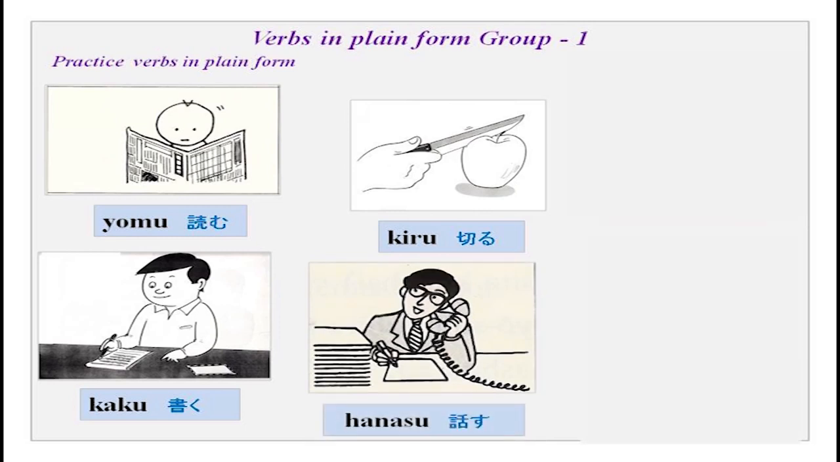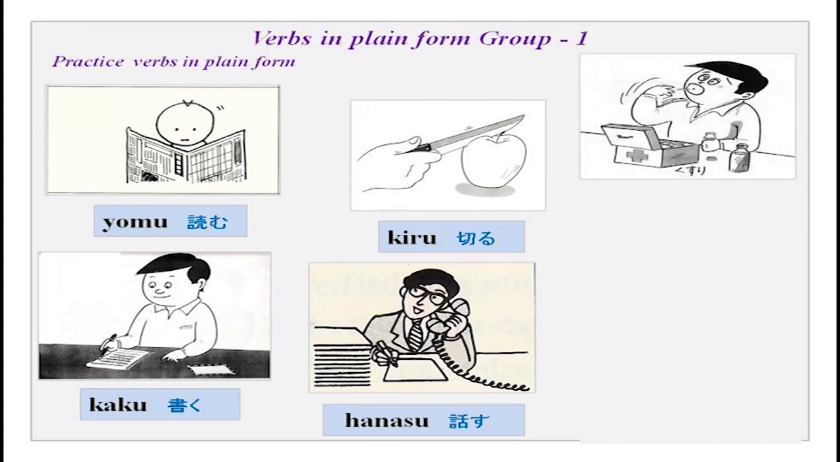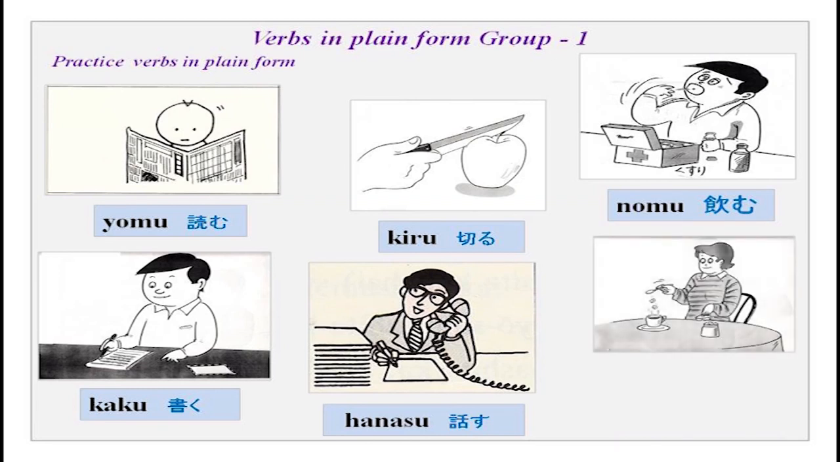Then hanasu. What is he doing? Having medicine. So, nomu. And in Japanese, we drink our medicines, we do not eat our medicines. So, please remember, in Japanese, we always drink, which is nomu. Then we have this lady who is pouring sugar cubes in the cup in her tea. So, it is iremasu, to pour or to put.